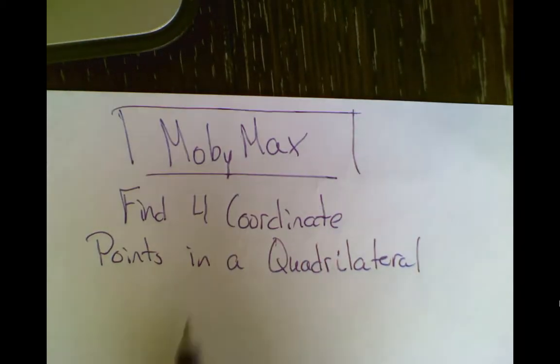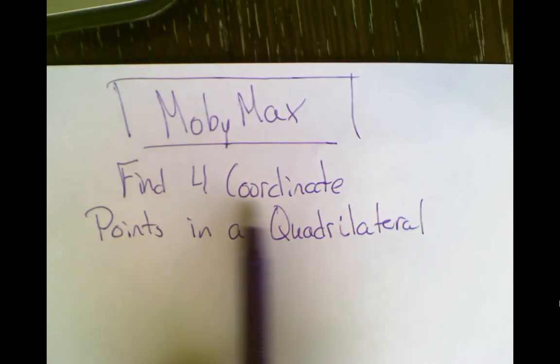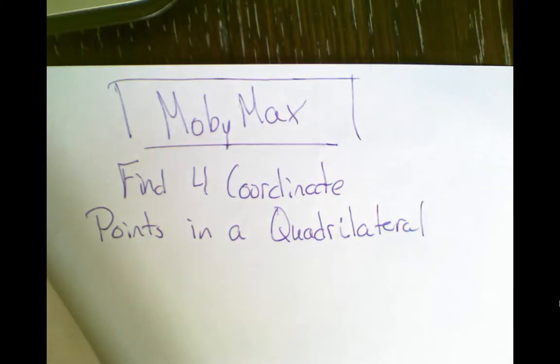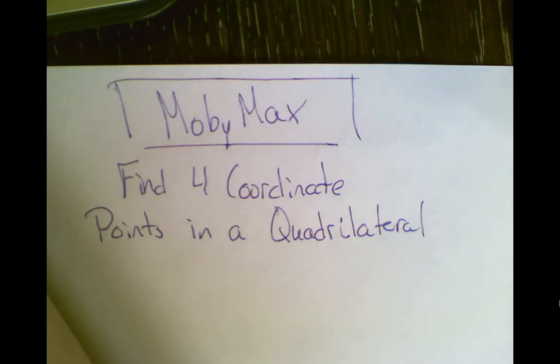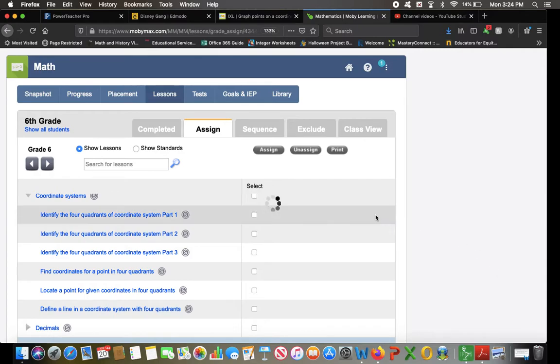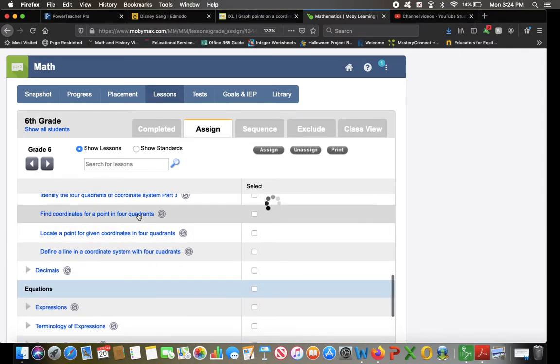So today you're going to be working on Moby Max, find 4 coordinate points in a quadrilateral. It's kind of what we did yesterday with that point where you had to find the fence amounts, the length. Let's see if it works. Oh, it's not loading. Anyways, you're going to find coordinates for a point in 4 quadrants.